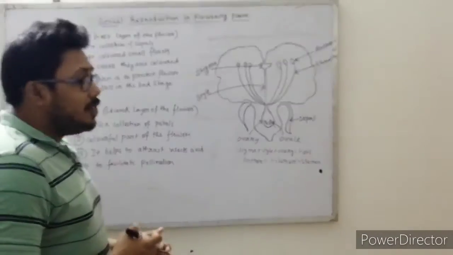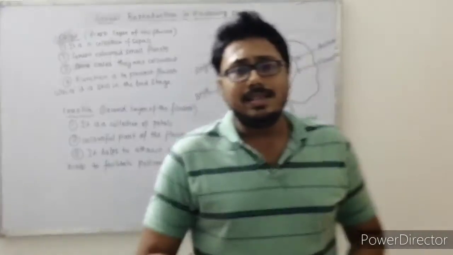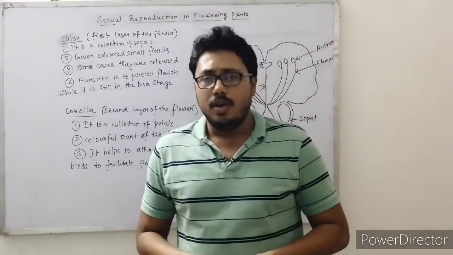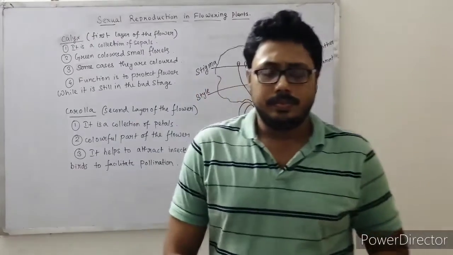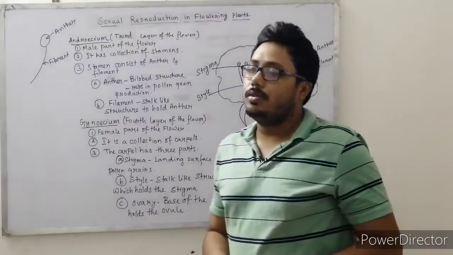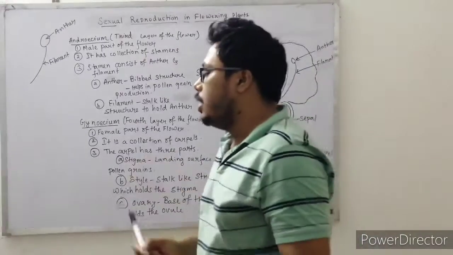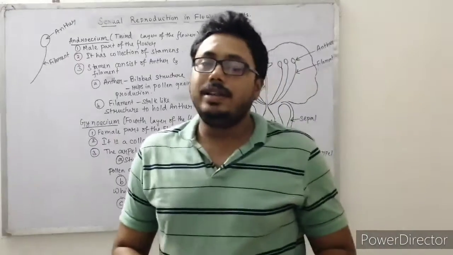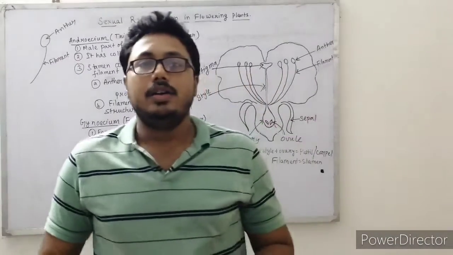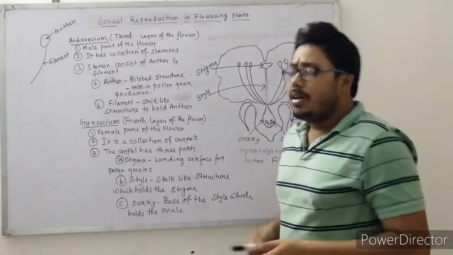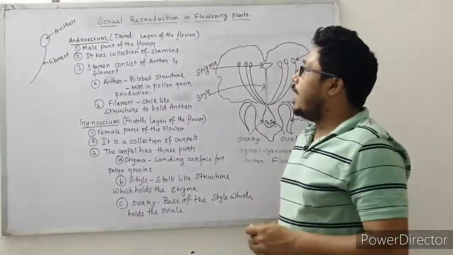So we have discussed now about the calyx and corolla. Now we will move towards the next half of the whorls. So now we will learn about the most important part of the flower which is responsible for sexual reproduction, that is the male part and the female part of the flower. The male part of the flower is known as androecium.